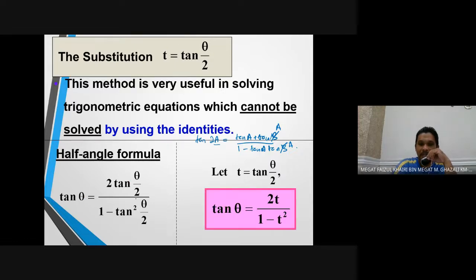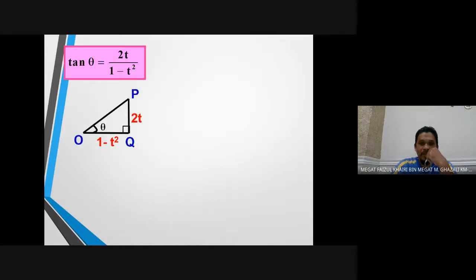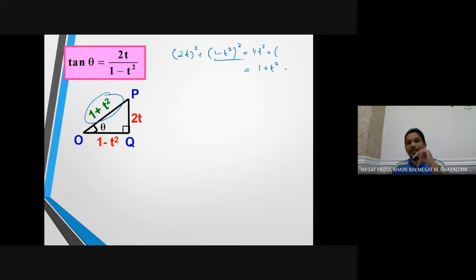Okay. So let T equal tangent theta over 2 here and this one we replace as T. So we get tangent theta equal to 2T divided by 1 minus T squared. Okay, so this is the one. Okay, using trigonometric identity, Pythagoras theorem. Okay, 2T squared plus 1 minus T squared equal to, okay, expand this until you get it is 1 plus T squared. Okay, you elaborate this one yourselves.